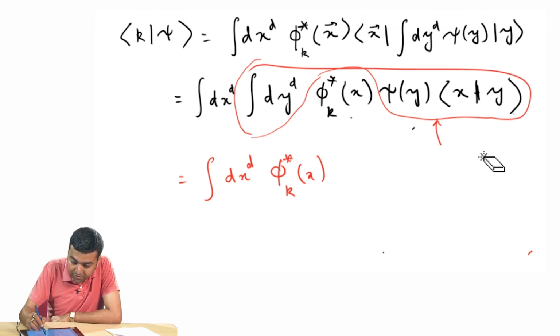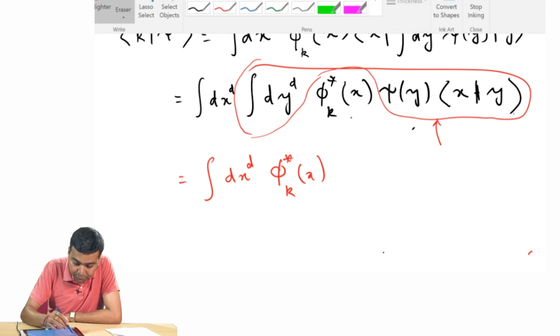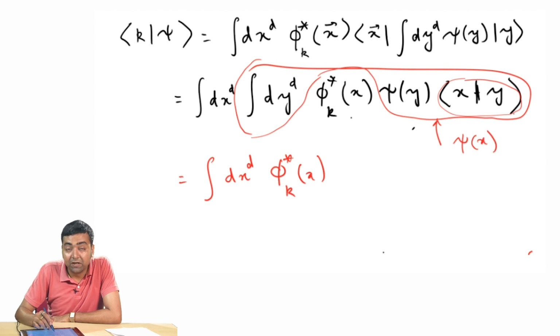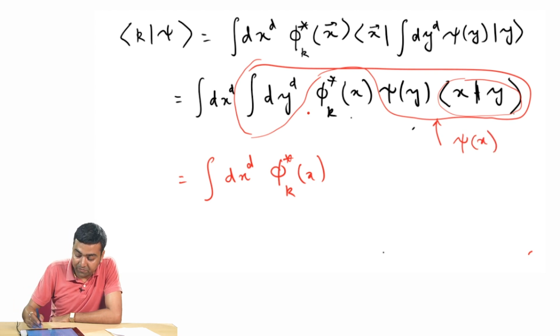Rather, this will give me a delta function. The overlap of x with k will give me a delta of x minus y, and if I do this whole integral, what I will get is psi of x. So, I am integrating out the y degrees of freedom here. So, what I will be left with is psi x. So, this is what we can write.